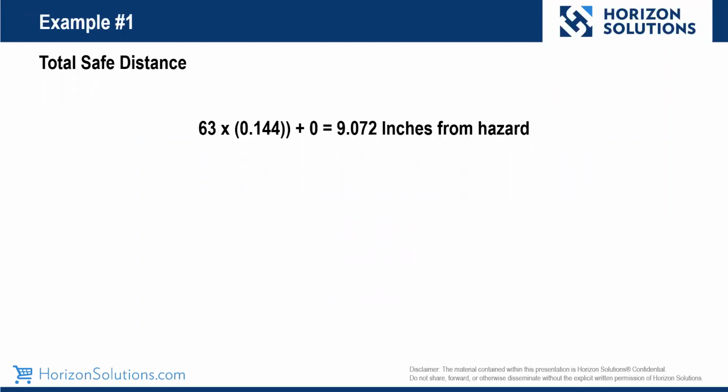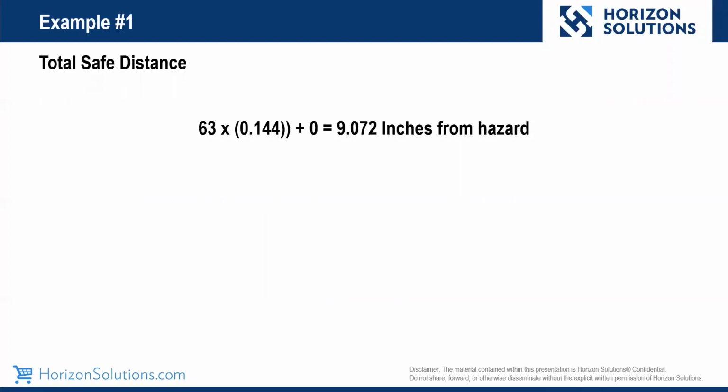We take all those times, we add them together, and we get 144 milliseconds, or 0.144 seconds, and a grand total of just over 9 inches away from the hazard is the closest that the door could be and maintain a safe operating environment.